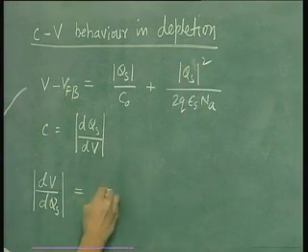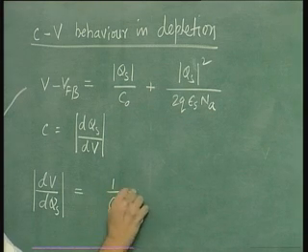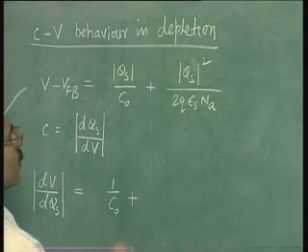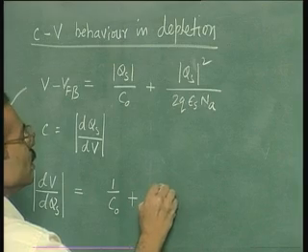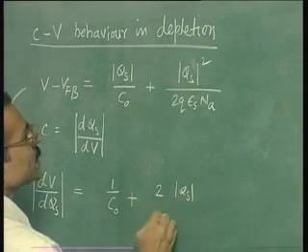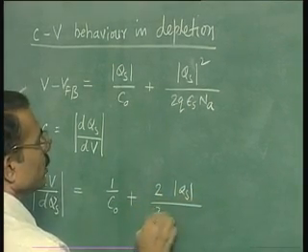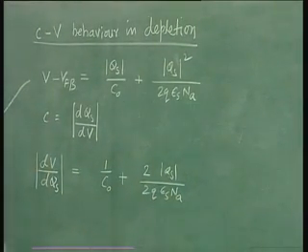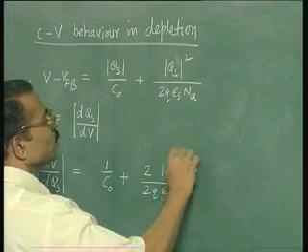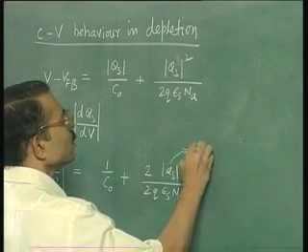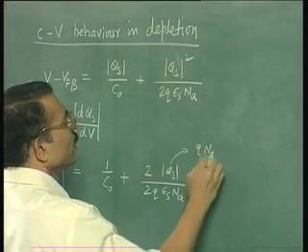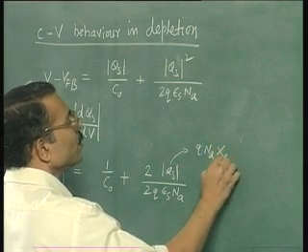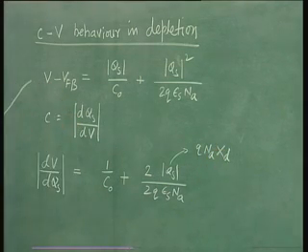So when you differentiate, you will get here 1 by C naught plus differentiation of this would be 2 times Qs upon 2Q epsilon S into Na. Now you recognize the fact that this Qs, modulus of Qs, is nothing but Q Na into Xd, where Xd is the depletion edge, width of the depletion layer in the MOS capacitor.